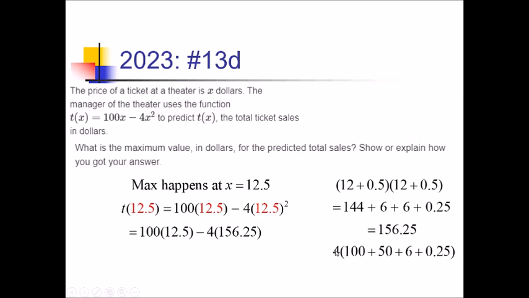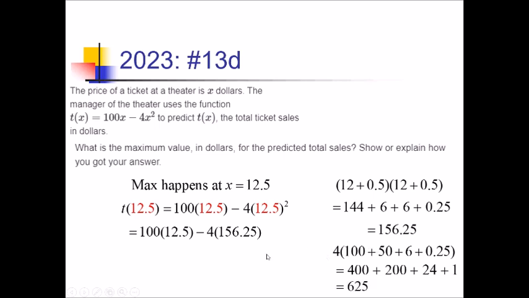So 4 times 100 distributing here, that would be 400. 4 times 50 is 200. 4 times 6 is 24. And 4 times 0.25, that's a quarter of 4, that's 1. So we got 400 plus 200 is 600. Another 24 gives us 624, plus another 1, 625.